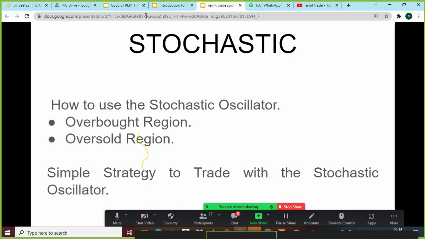So I will go into question and answer, but before I go into question and answer right now, to give you room for others, I can see a lot of chat in the chat box, but I want to tell you a little about Remit Trade Academy and what we do.